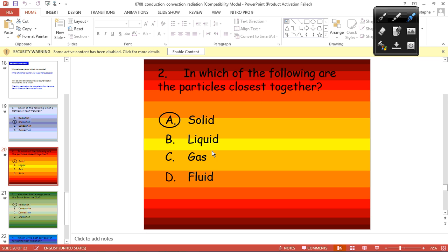The particles of liquid are free to move, but the movement is reduced because they are not so free compared to the gases. And the gases, they are very free to move. They have extreme kinetic energy. In the liquid, the particles are also moving. But the particles in a solid are also moving, but they are closest together of all the particles.